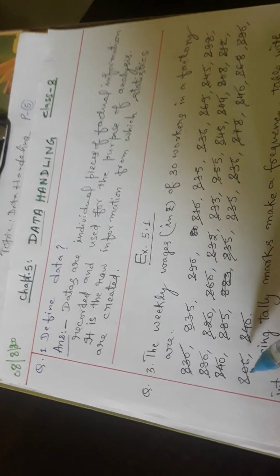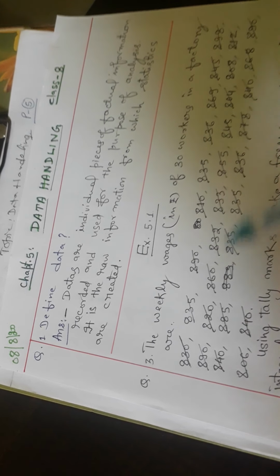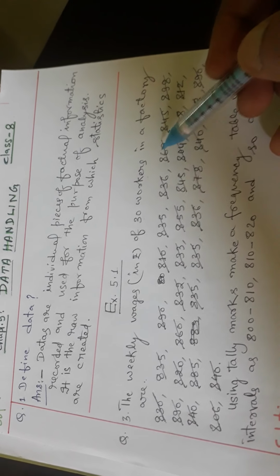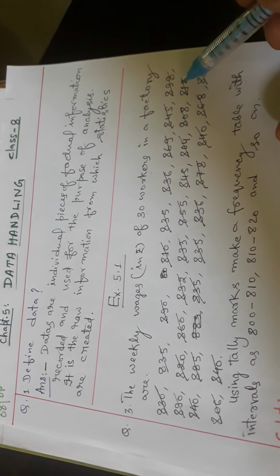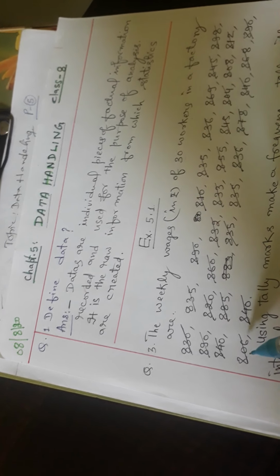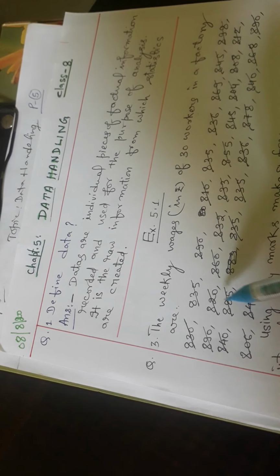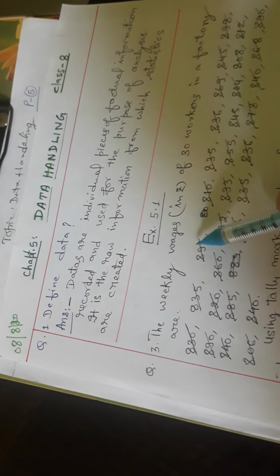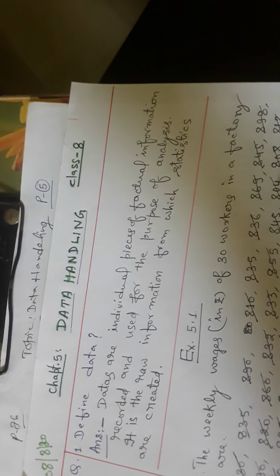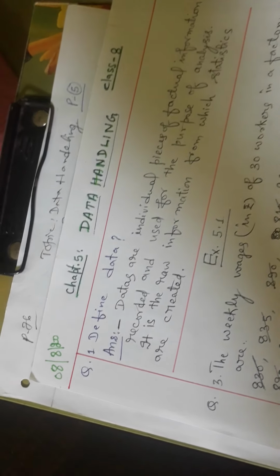Let us count it. 1, 2, 3, 4, 5, 6, 7, 8, 9, 10, 11, 12, 13, 14, 15, 16, 17, 18, 19, 20, 21, 22, 23, 24, 25, 26, 27, 28, 29. Something is wrong, let me count again. 1, 2, 3, up to 29. There may be a mistake in counting. Let us not waste time.